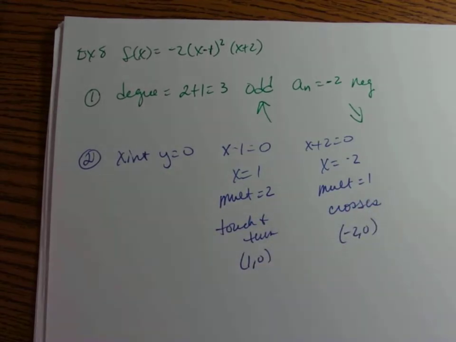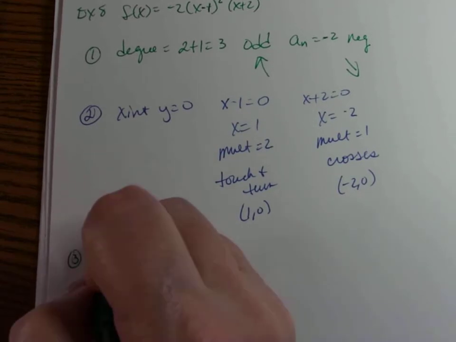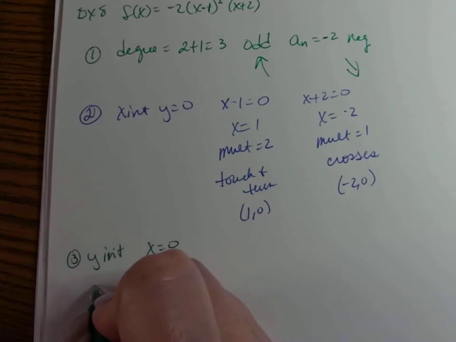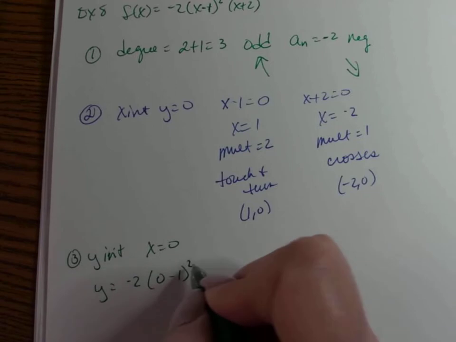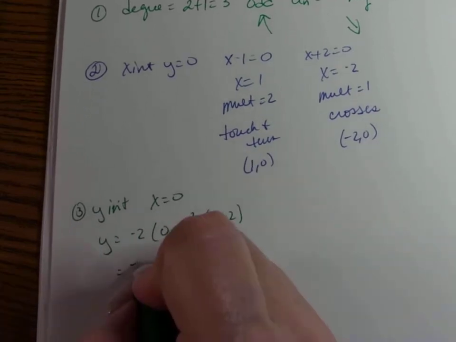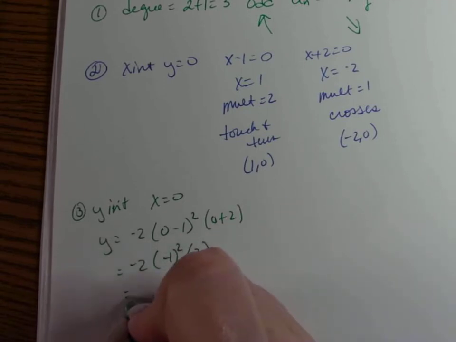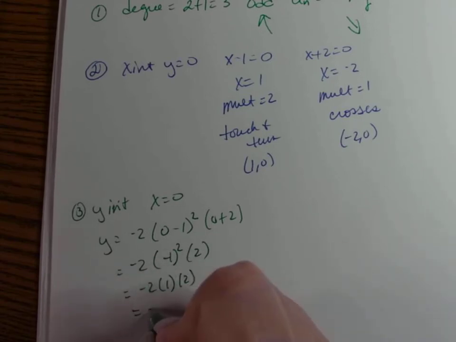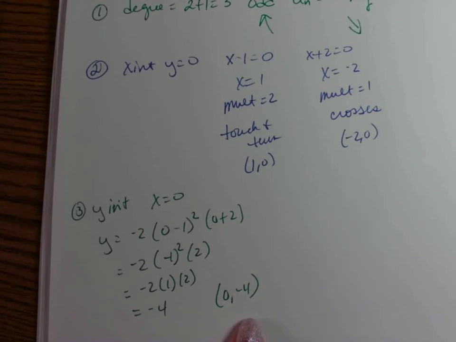Because again, our y is equal to 0. Go find our y-intercept. That's where x equals 0. So y equals -2 times (0 minus 1) squared times (0 plus 2). -2 times (-1) squared times 2. That's -2 times 1 times 2, which will get us -4. So (0, -4) will be our y-intercept.